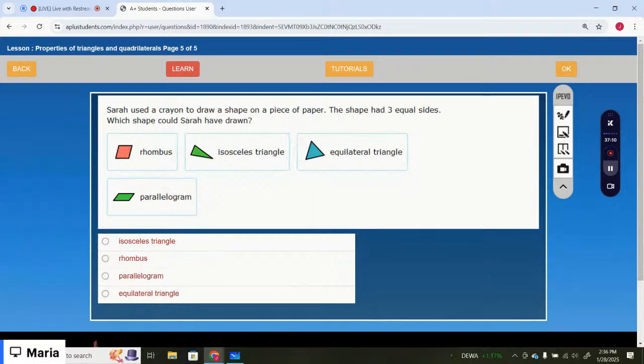Sarah used a crayon to draw a shape on a piece of paper. The shape had three equal sides. What shape could Sarah have drawn? So three equal sides means that is equilateral triangle it is.